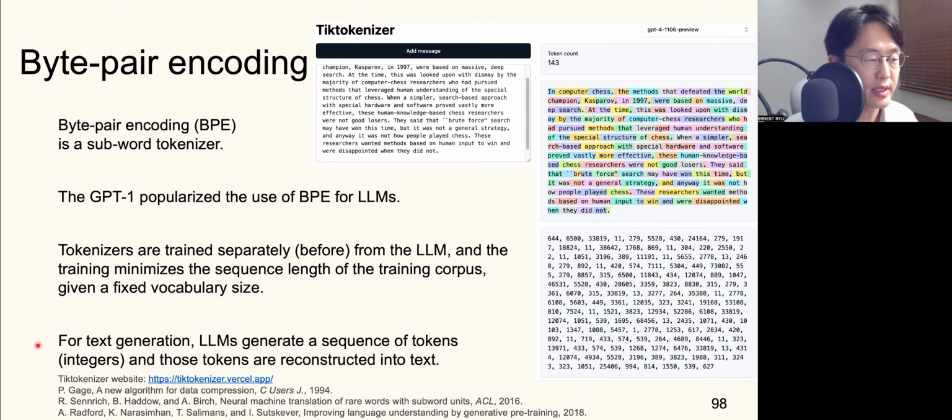When your language model does text generation, to be precise, the language model is not directly generating text. It is perhaps more accurate to say that the language model is generating a sequence of tokens, a sequence of integers that look something like this. And once these sequences of integers, tokens, have been generated, they are then reconstructed into text using the one-to-one mapping between the integer value and the token characters.